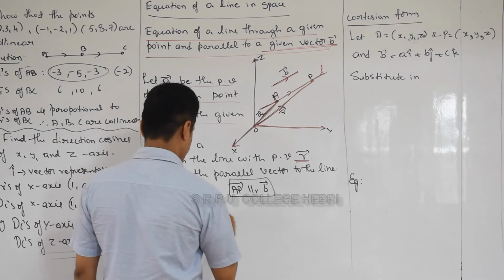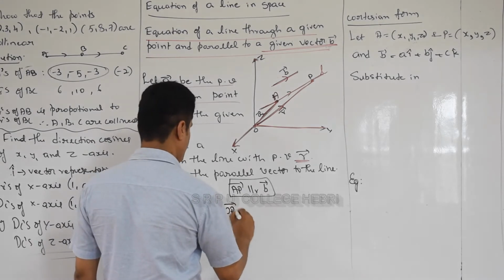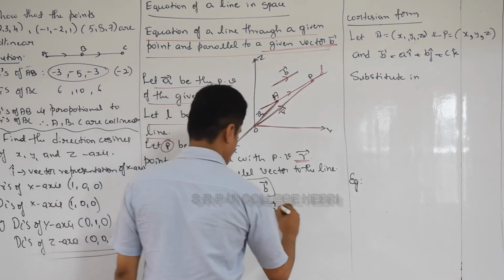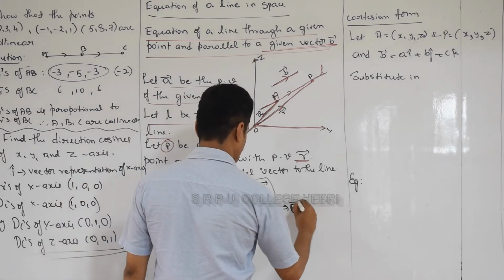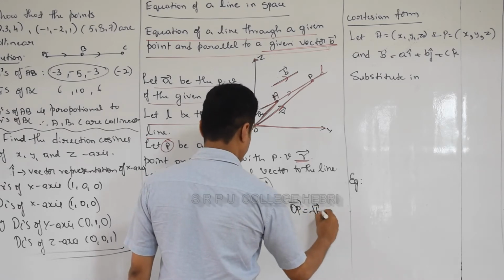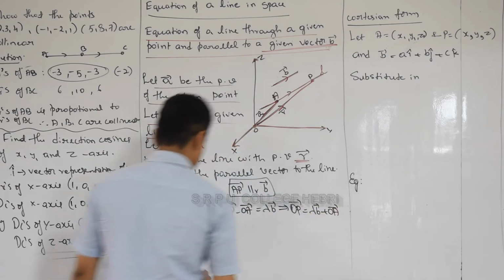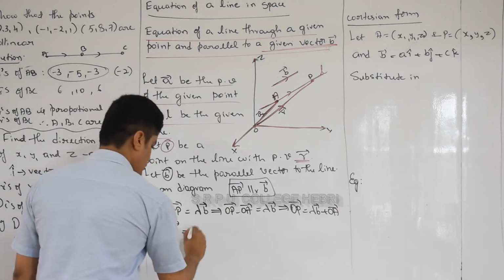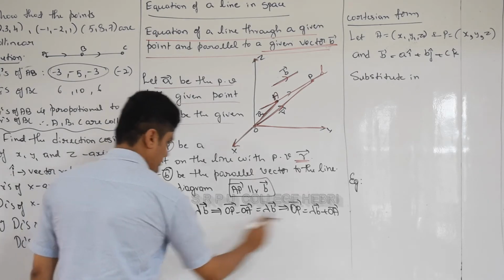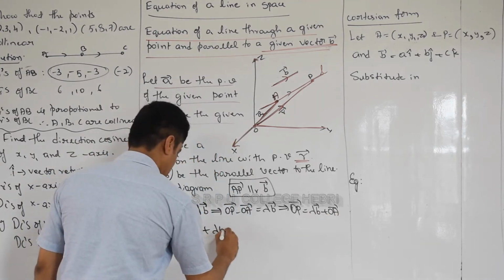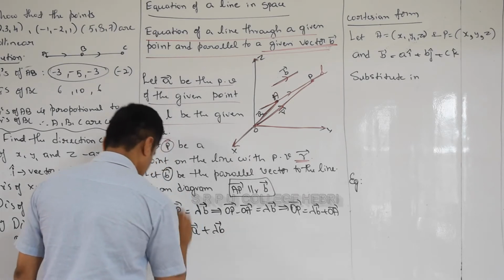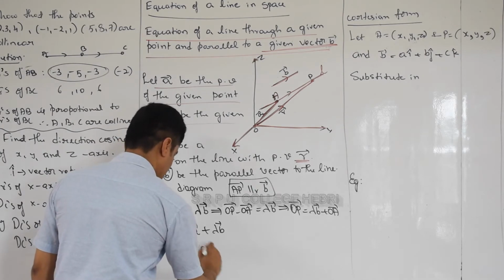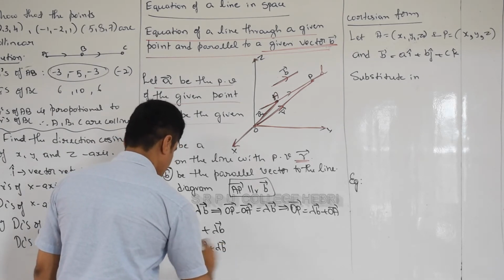Correct? This implies vector OP minus vector OA is equal to lambda times vector B. So vector OP is equal to lambda times vector B plus vector OA. Therefore vector OP, the position vector of the point P, is equal to vector OA plus lambda times vector B. What is vector OP? Vector OP is nothing but vector R, so R is equal to vector A plus lambda times vector B.